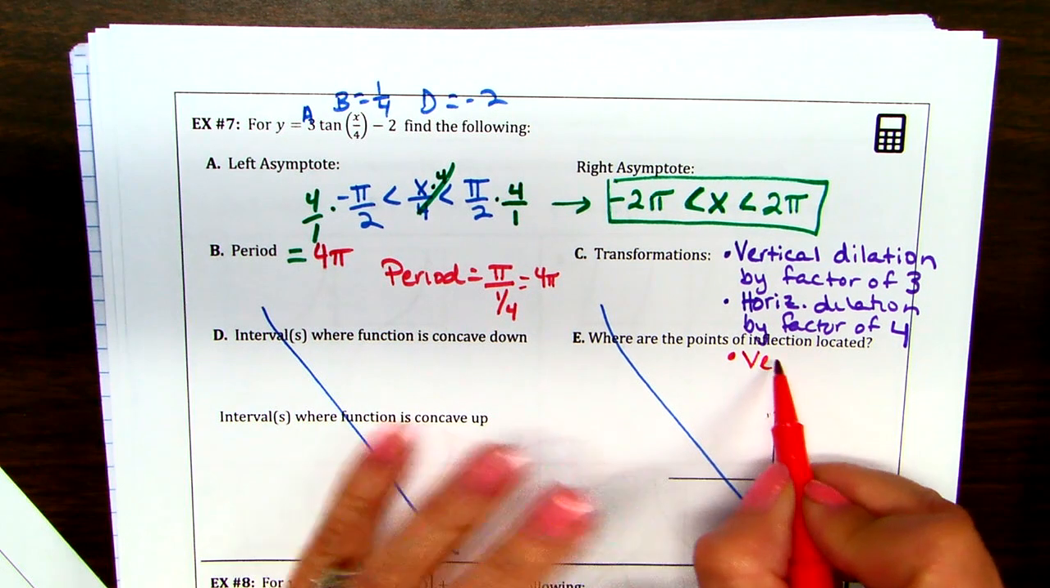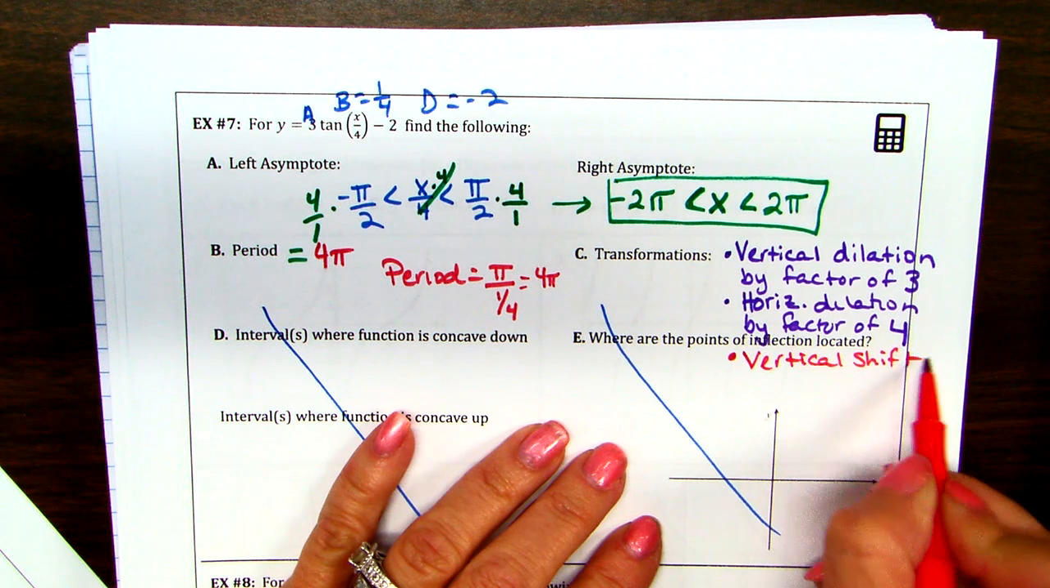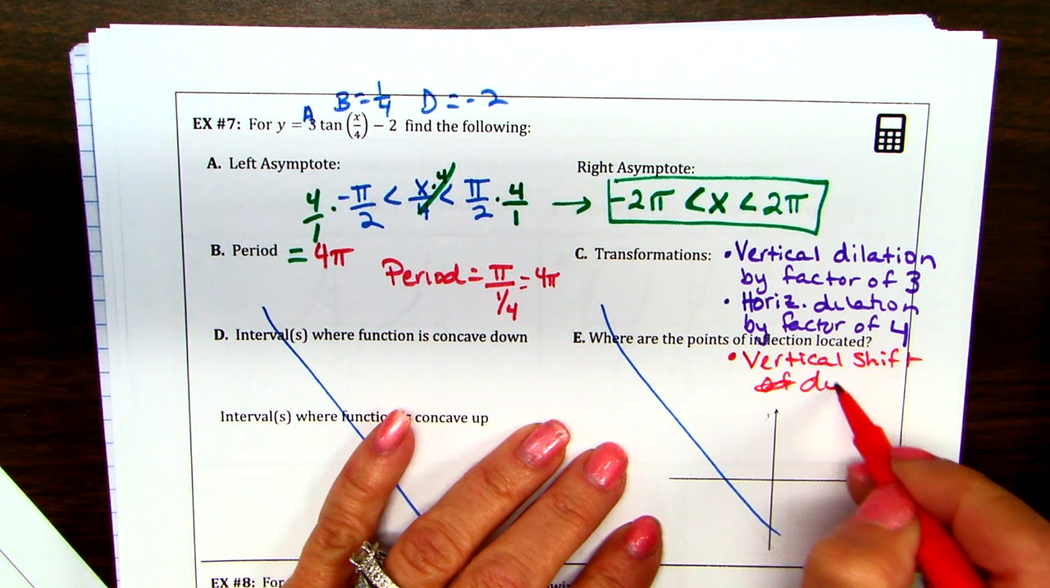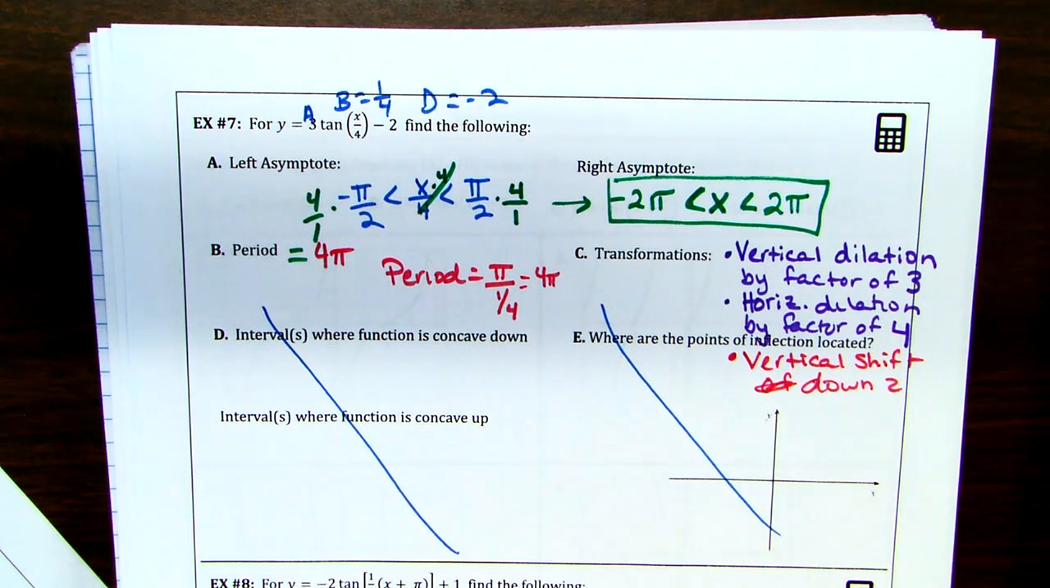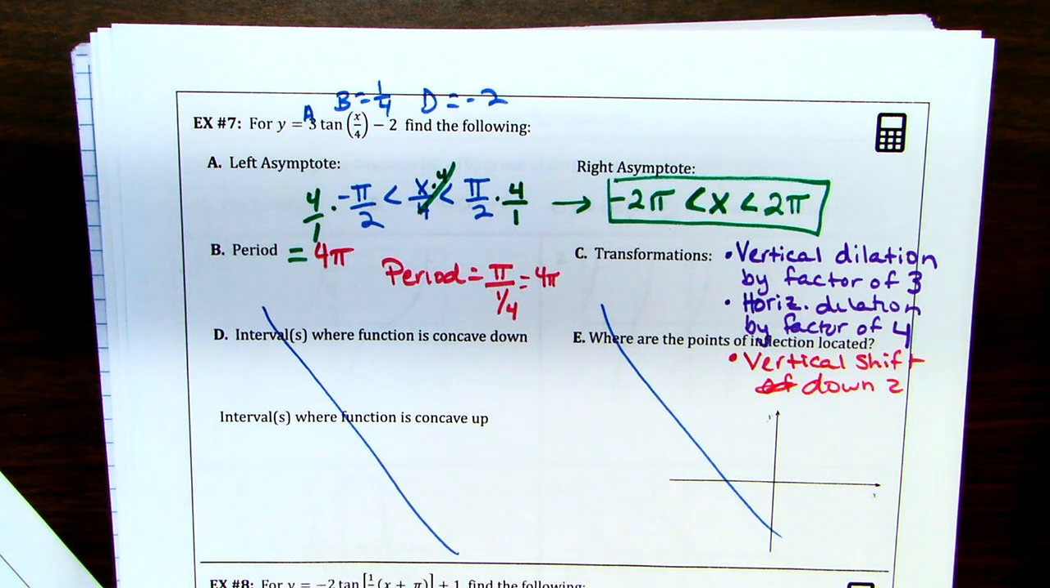It's one way of saying it, vertical shift or translation of down 2. I just got distracted. Sorry about that. But yeah, it is down 2, shift 2. I'd love for you guys to put the words vertical and horizontal in there. I think that's point worthy, okay?